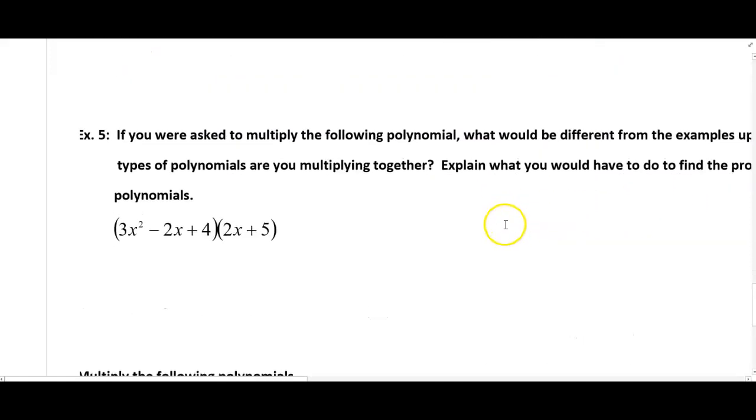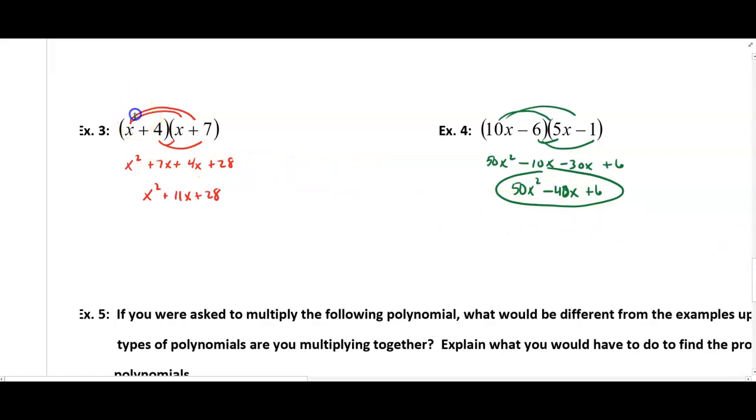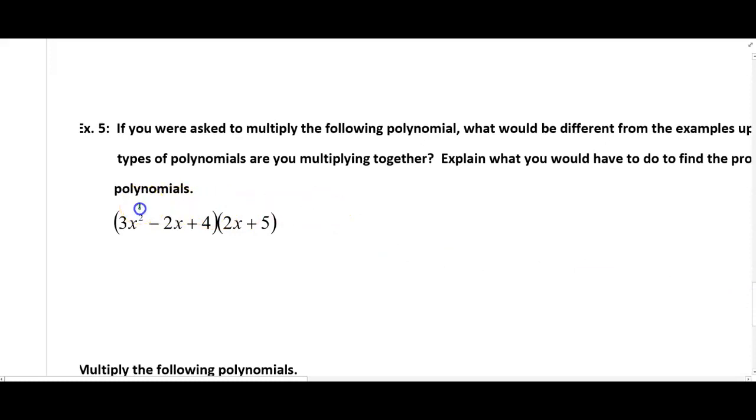Okay? So now, example 5. If you were asked to multiply the following polynomial, what would be different from the examples up above? Right? So when I look at the vocabulary, all of these are binomials times a binomial, right? And when I look at this, this one is a trinomial times a binomial. And the process is no different.